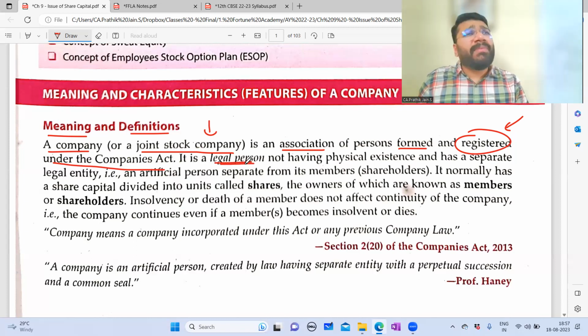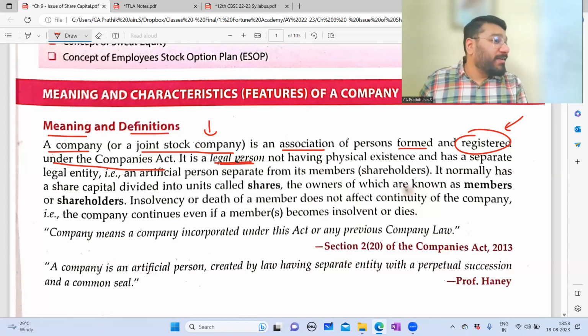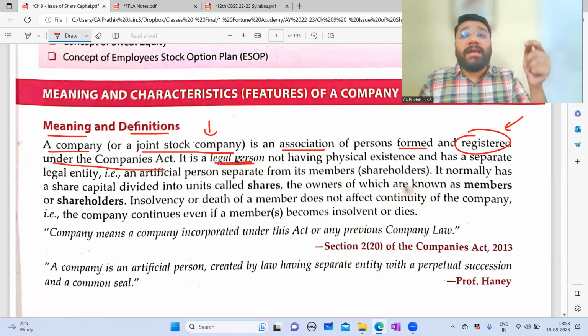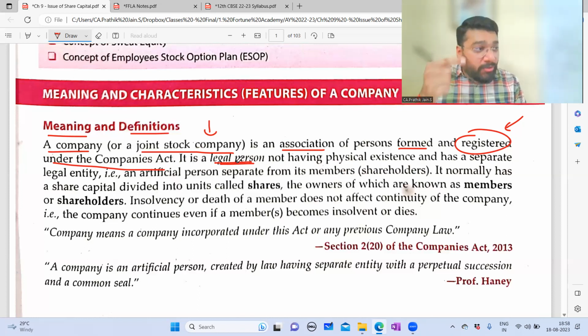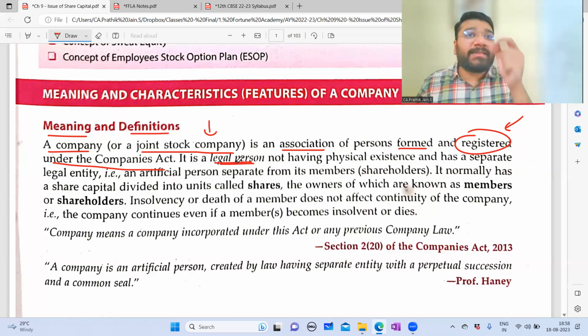Sir, how can a company be called a person? Person means only a human being, no? Can I call a company a person? Yes. Who has given the status of artificial person? It is the government who has given the status of being called an artificial person. Now, why is a company called an artificial person? What is the significance of it being called an artificial person? We'll understand in today's session.